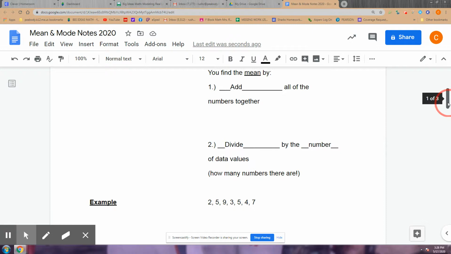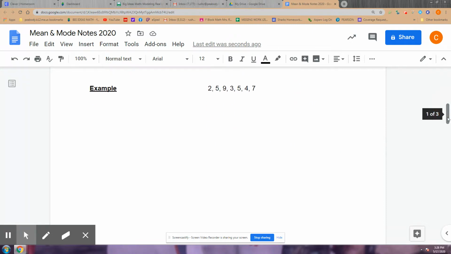Okay, so let's do an example of the mean. This is how we would find the mean for this set of numbers. Our numbers that they give us are 2, 5, 9, 3, 5, 4, and 7. So let's find the mean. Step one, we have to add up all the numbers. I'll show you two ways. You can first type it out like this: 2 plus 5 plus 9 plus 3 plus 5 plus 4 plus 7 equals, okay?